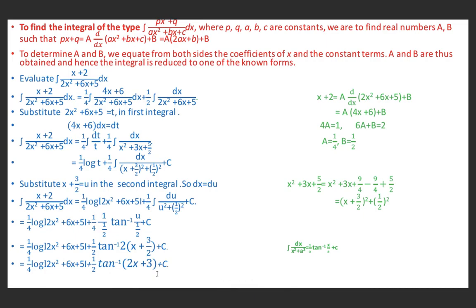Now we will discuss one more method. If we want to integrate the function of the form px plus q upon ax square plus bx plus c, where p, q, a, b, c are constants, then first of all write px plus q as A into derivative of ax square plus bx plus c plus B, and derivative of ax square plus bx plus c is 2ax plus b. So A into 2ax plus b, and then determine these values of A and B by equating the coefficient of x and the constant terms on both sides.